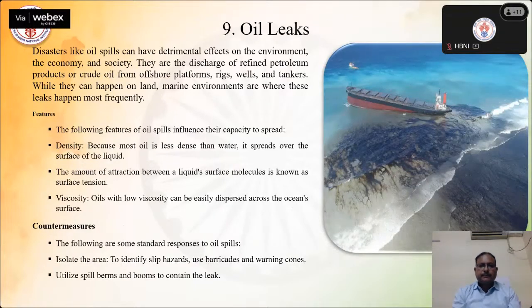Understand part. Next is oil leaks. We have covered chemical spillage. Now we are on oil leaks. Disasters like oil spills can have detrimental or hazardous effects on the environment, economy, and society. They are the discharge of refined petroleum products or crude oil from offshore platforms, rig wells, and tankers. While they can happen on land, marine environments are where these leaks happen most frequently.